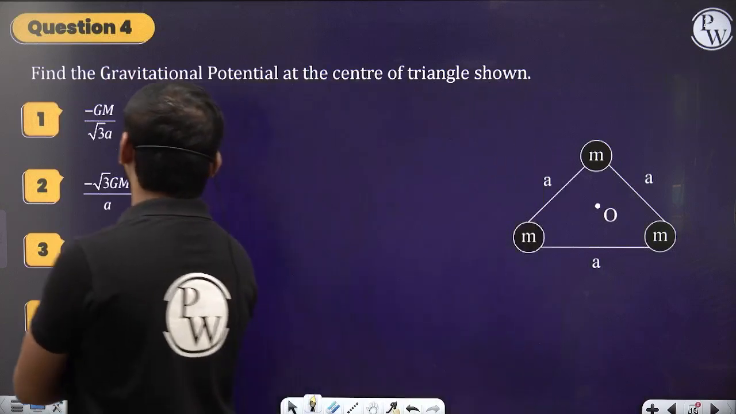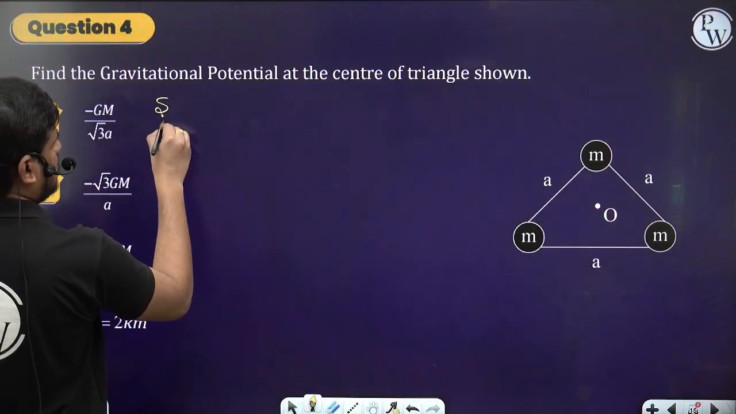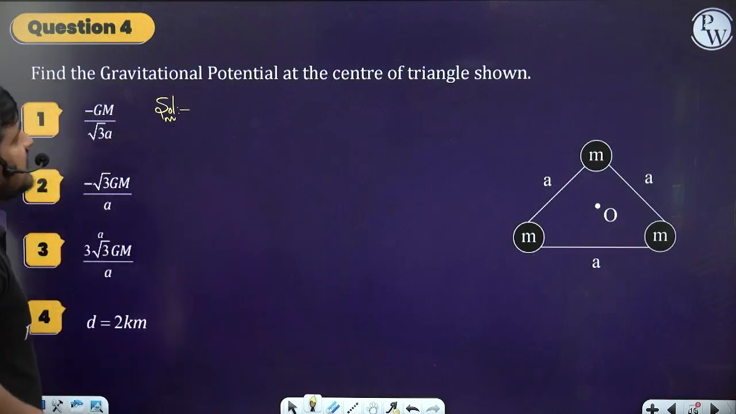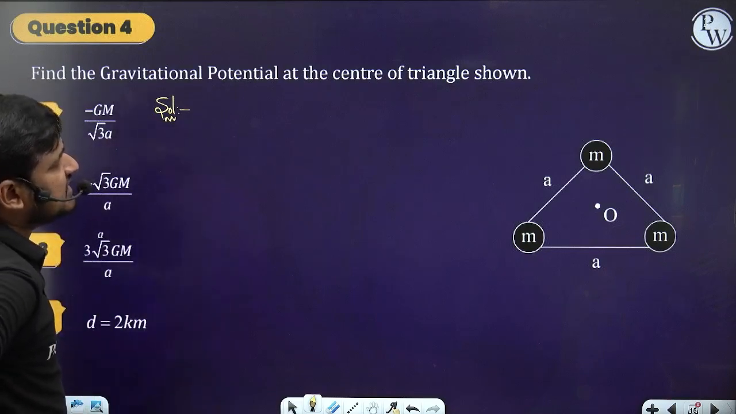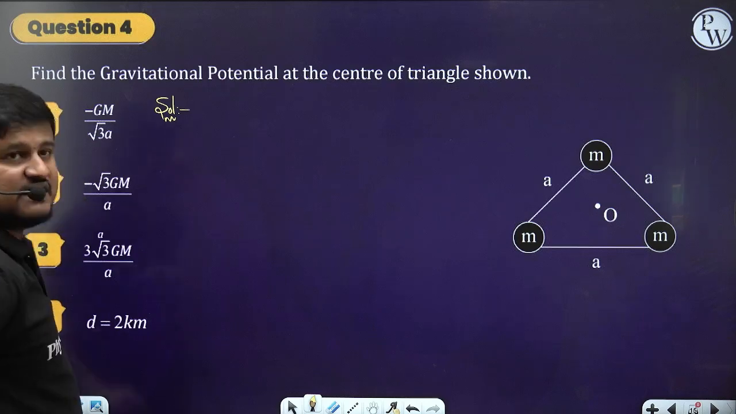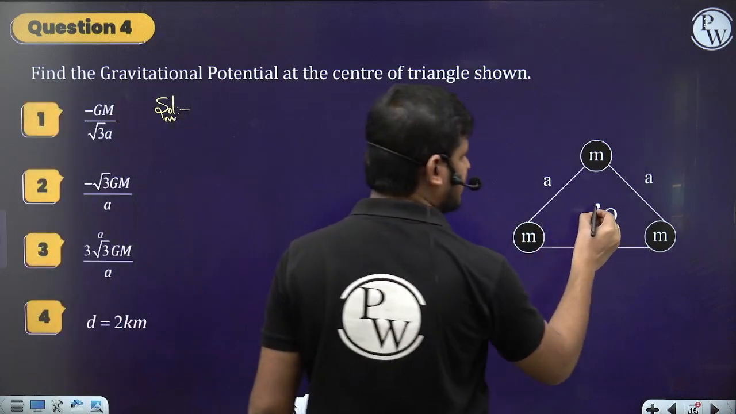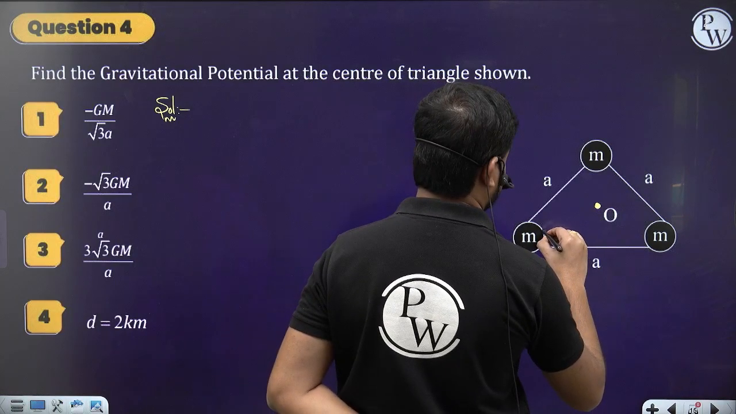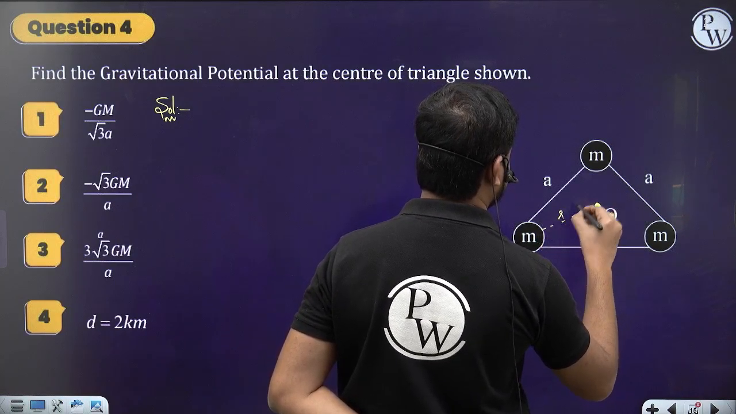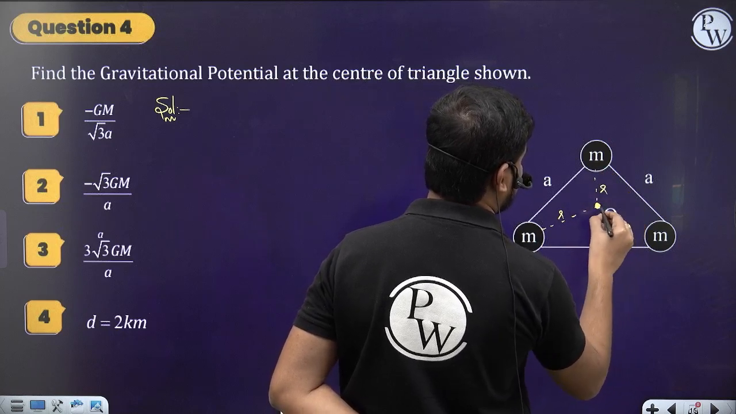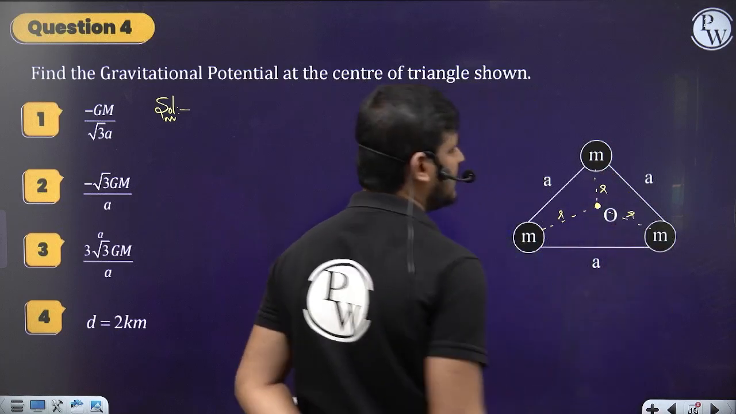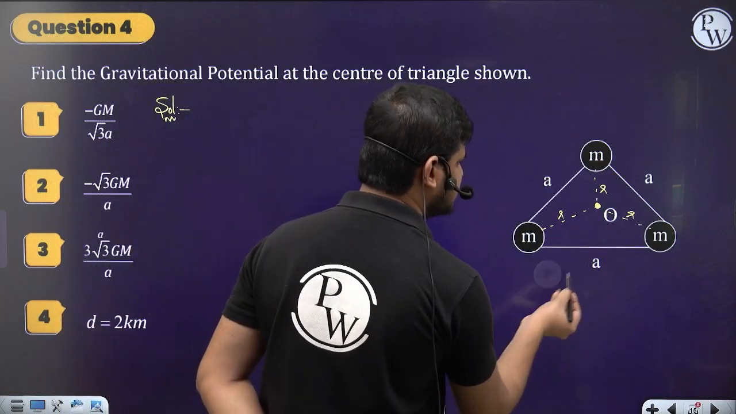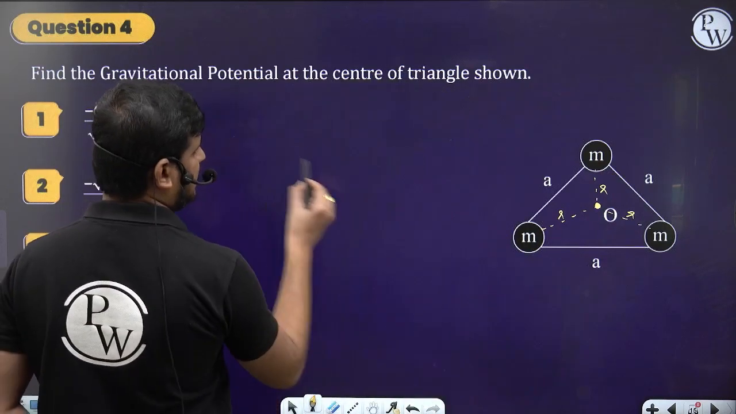What does the question say here? Find the gravitational potential at the center of the triangle. So let's suppose from here to here the distance is r, from here to here r, and from here to here r. Now how do you find this r distance? First let this be point O.